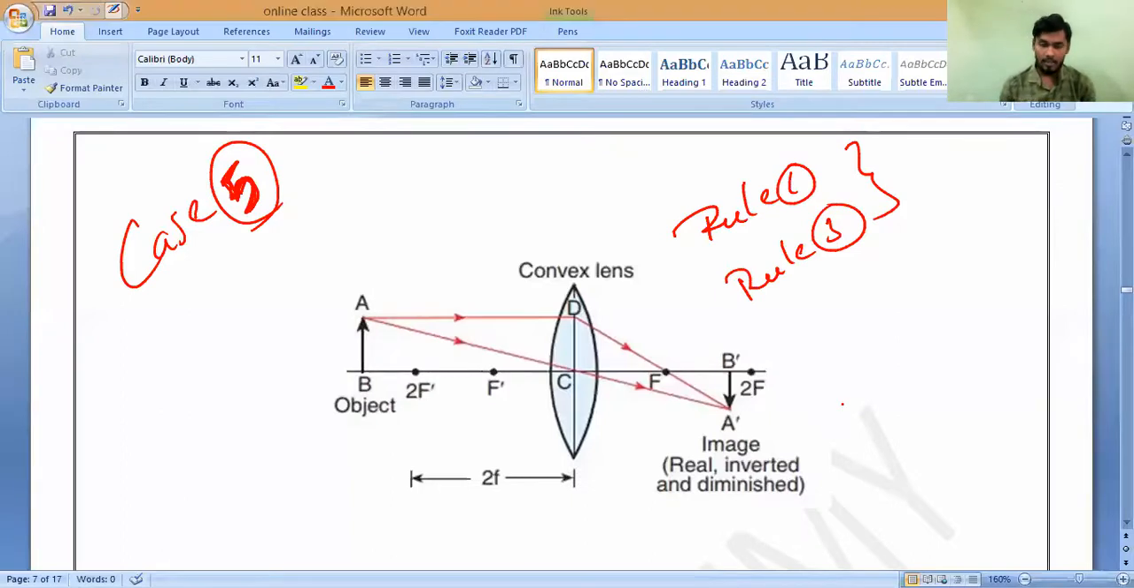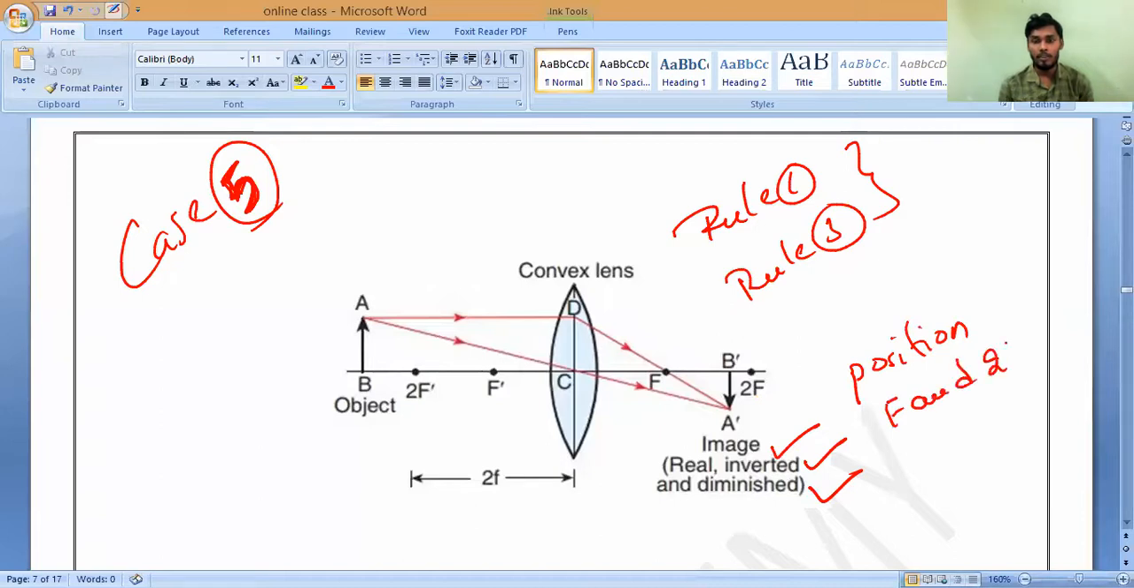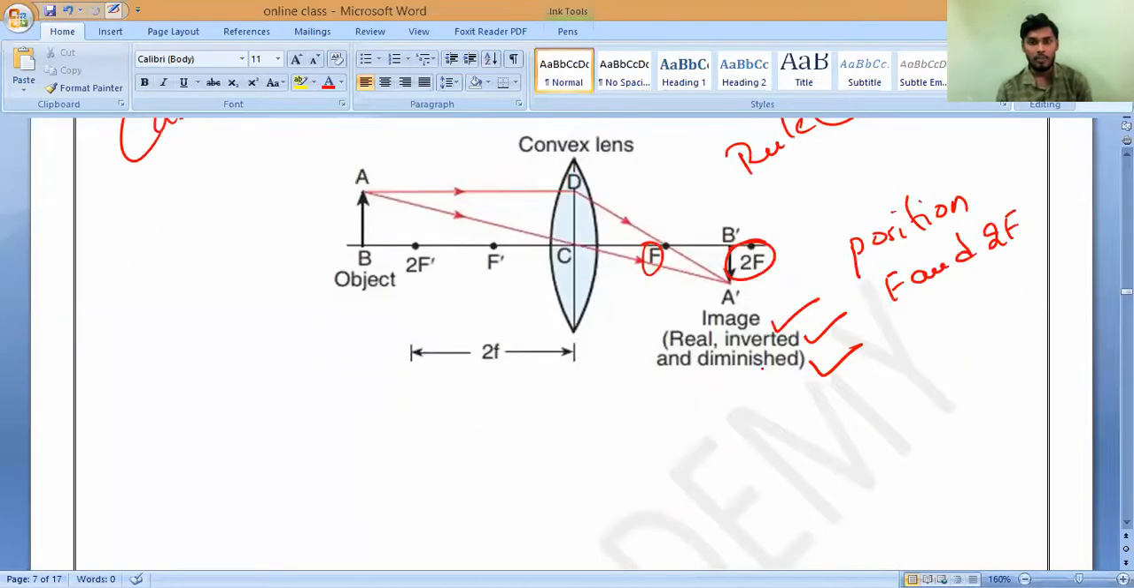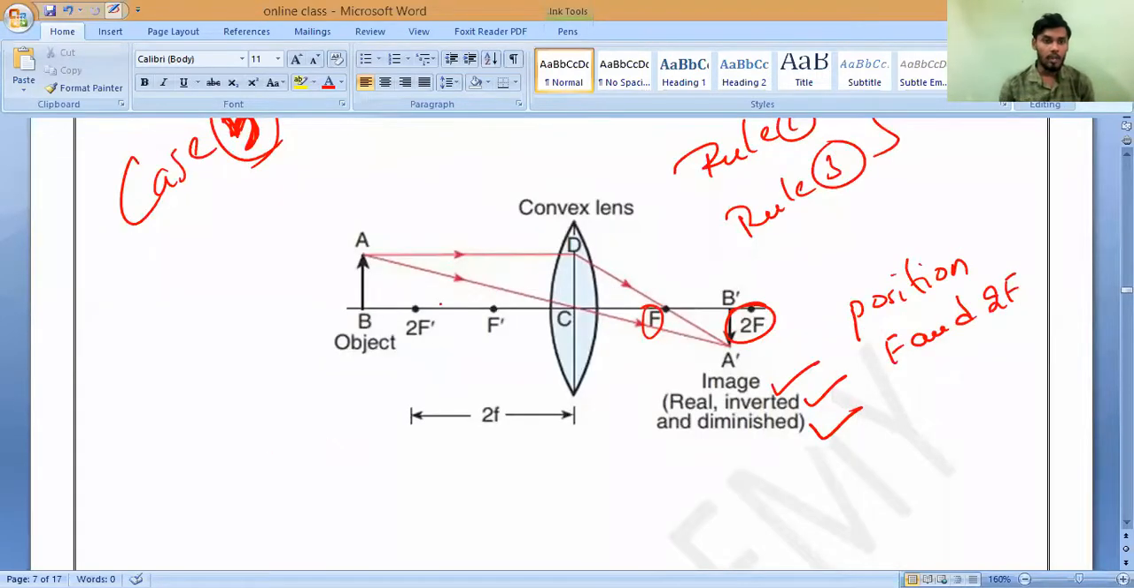Now, what are the characteristics here? Real, inverted, and diminished image. What is the position? Between F and 2F. Here is F and this is 2F. Remember that. So when the object location is beyond 2F dash, the image will form between F and 2F, opposite to the third case. All of you should write position between F and 2F. That is very important.